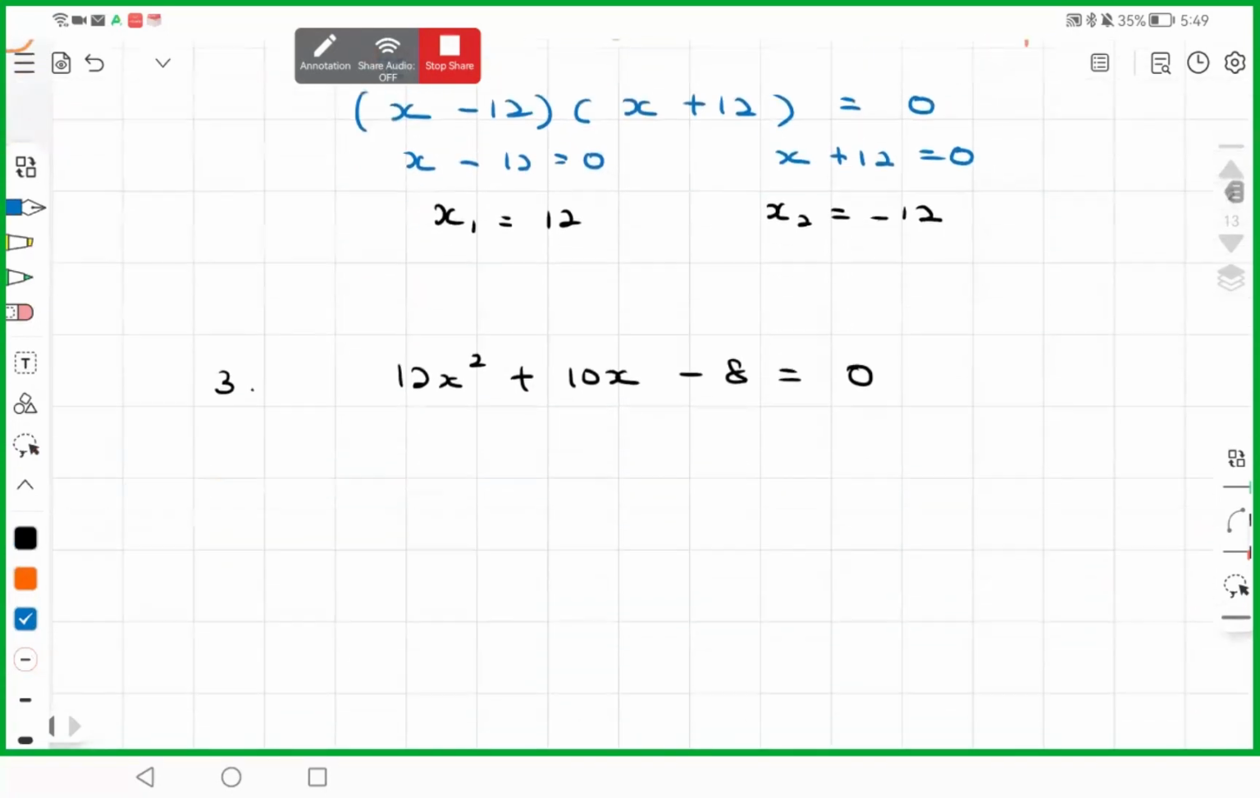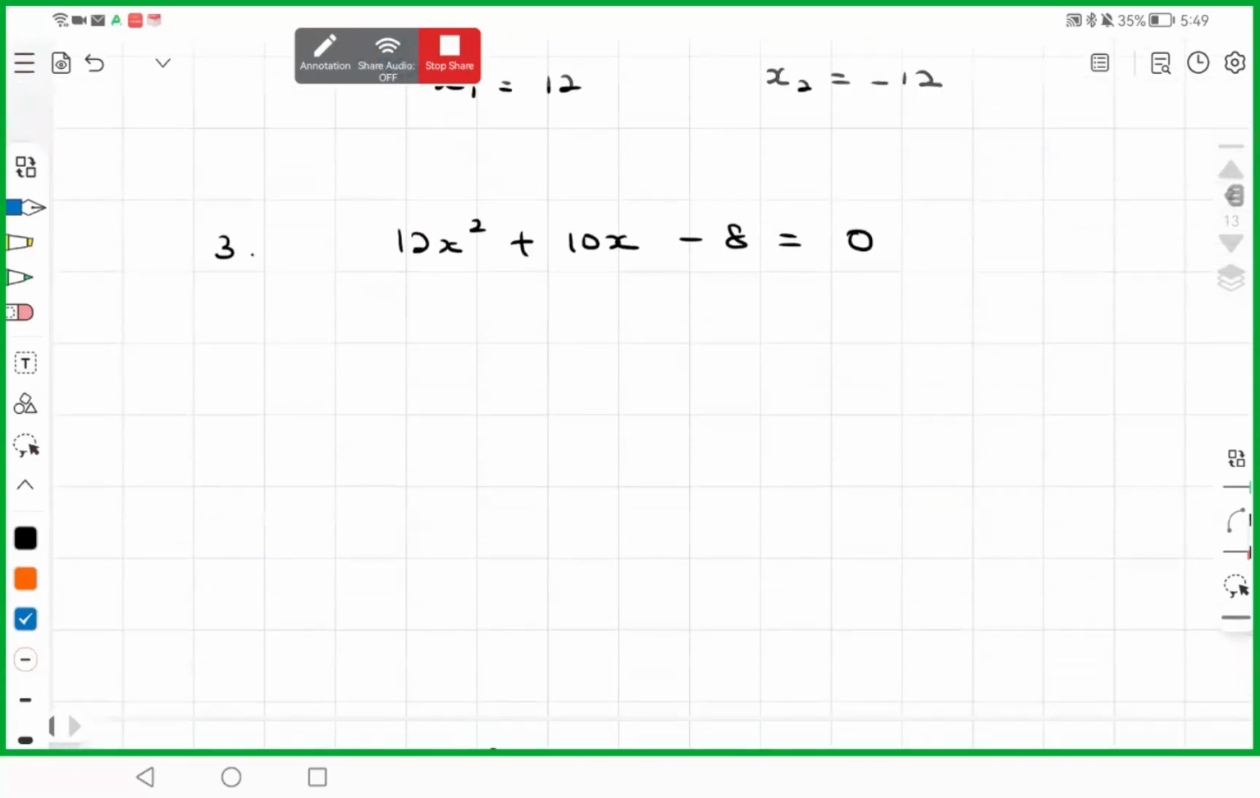Okay, what about number 3? Why don't you try? And let me know what to write in the bracket, not only the answer, but what to write in the bracket. Let you try first.